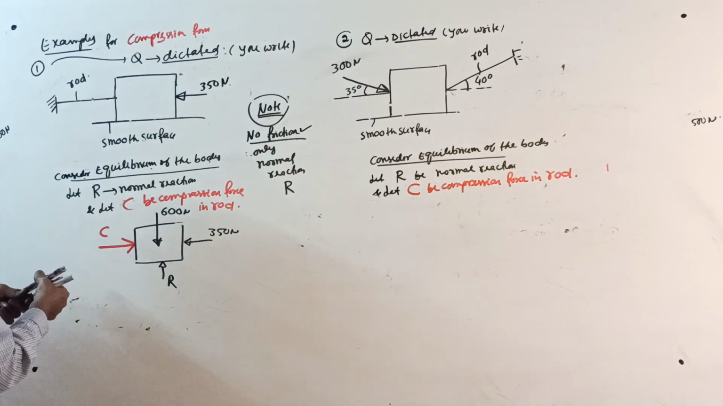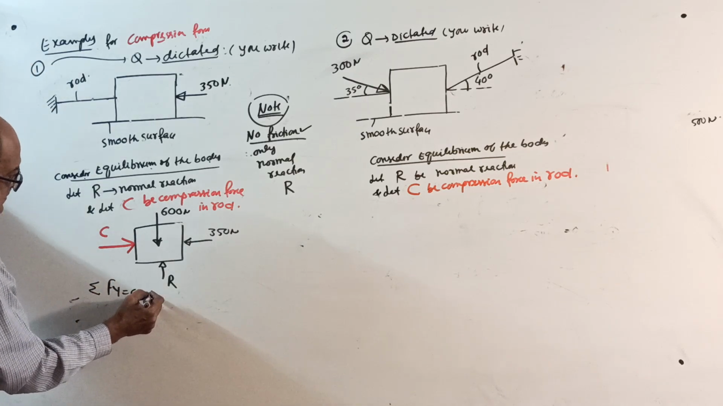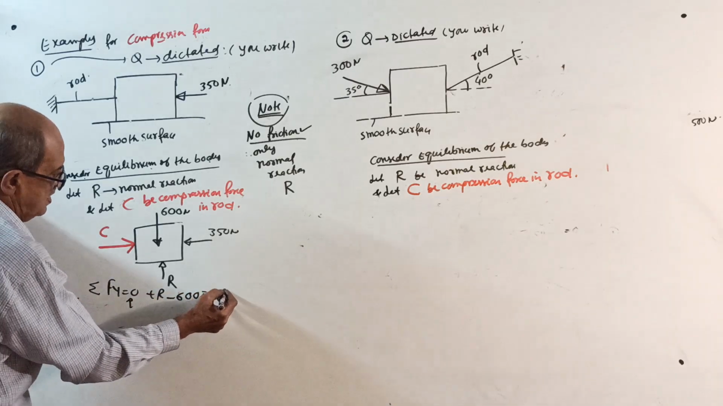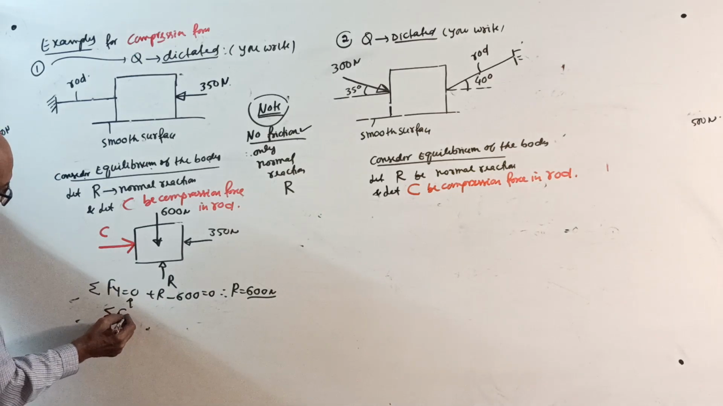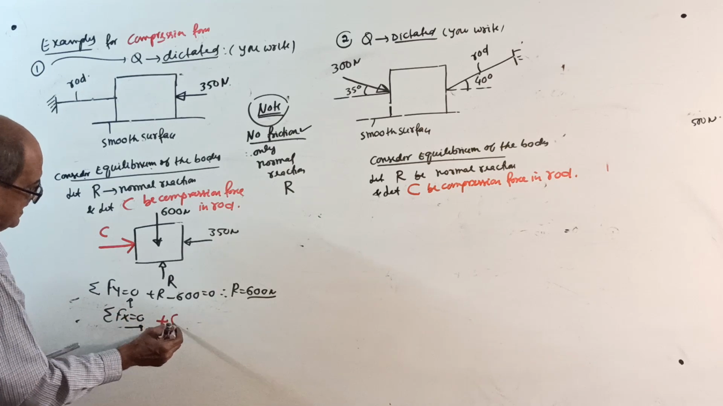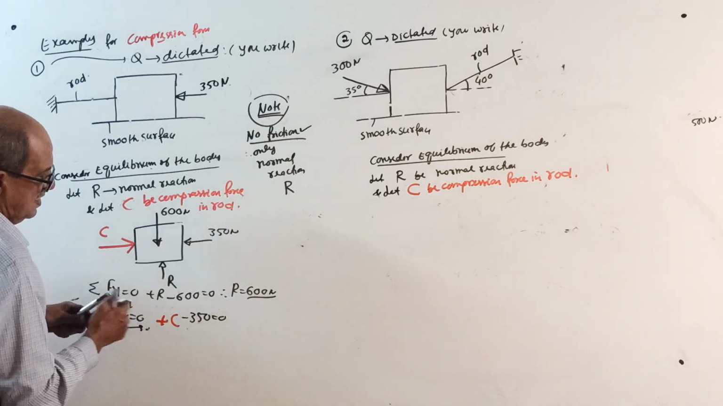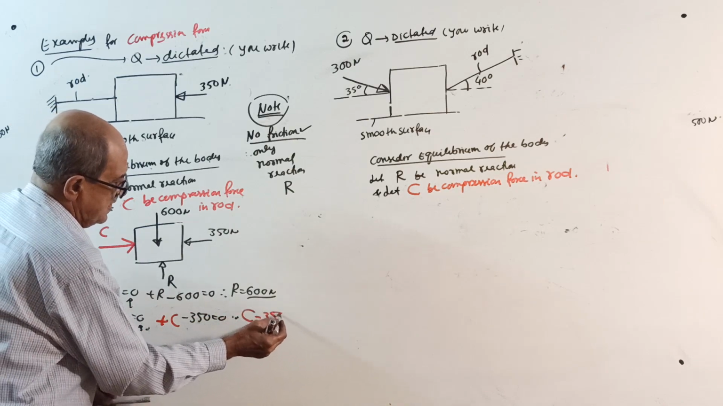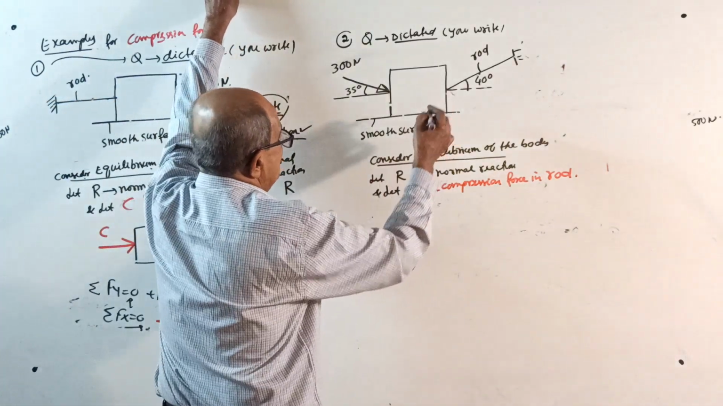Sigma Fx equals 0. Sigma Fy equals 0. You get plus R, upward positive, plus R minus 600 equal to 0. Therefore, R equals 600 Newton. Then sigma Fx equals 0, right side positive: plus C minus 350 equal to 0. Therefore, the compression in the rod, C, equals 350 Newton. Last time it was kilonewton, this time Newton.